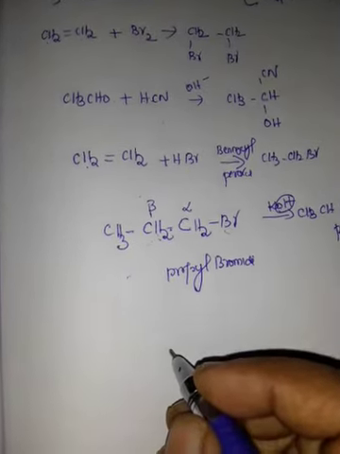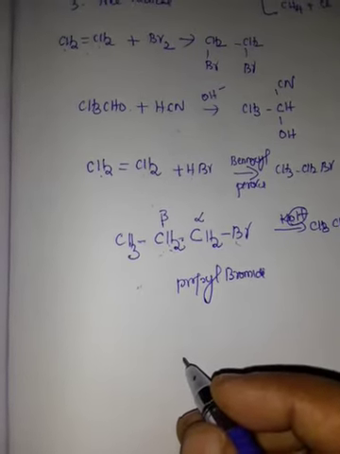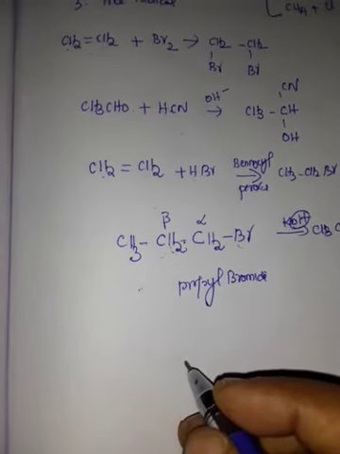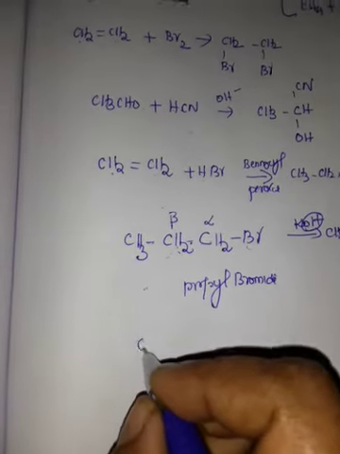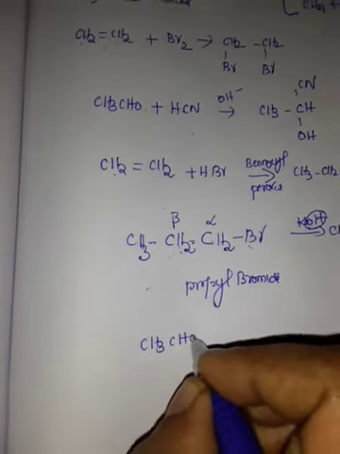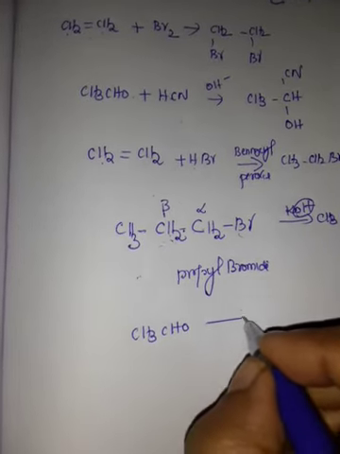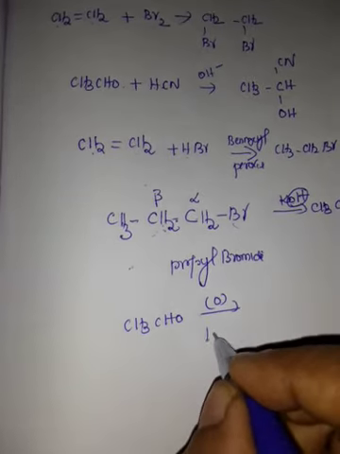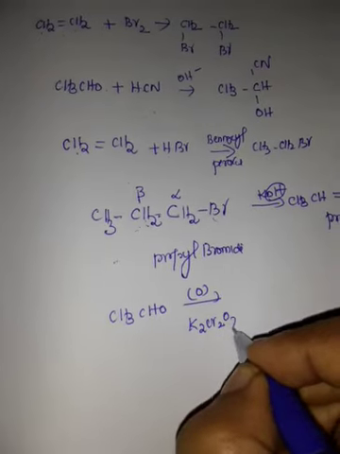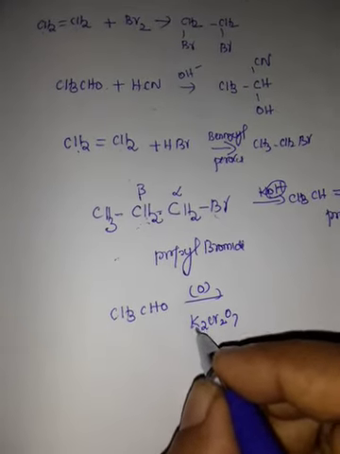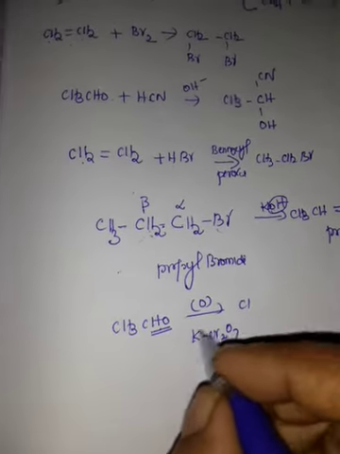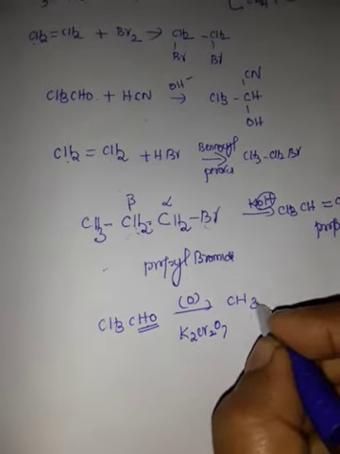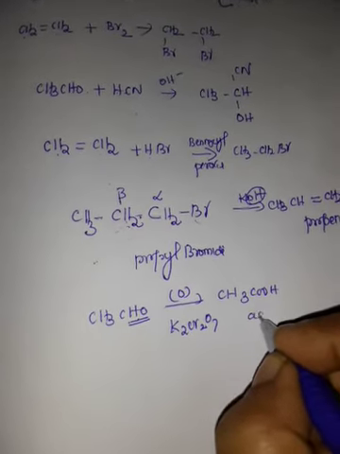Next, oxidation reduction reactions. Oxidation means addition of oxygen, loss of hydrogen. Reduction means addition of hydrogen, loss of oxygen. Example, acetaldehyde, CH3CHO, oxidized in the presence of acidified potassium dichromate, K2Cr2O7. Just an oxygen atom is added here. So the aldehyde group becomes an acid group, CH3COOH, acetic acid.